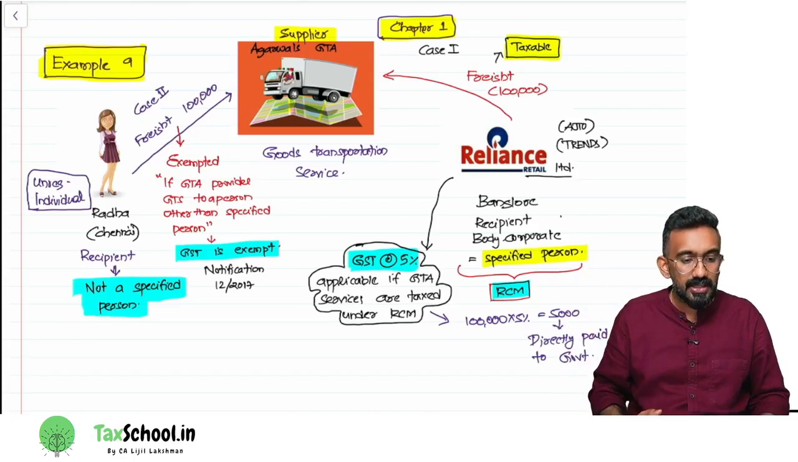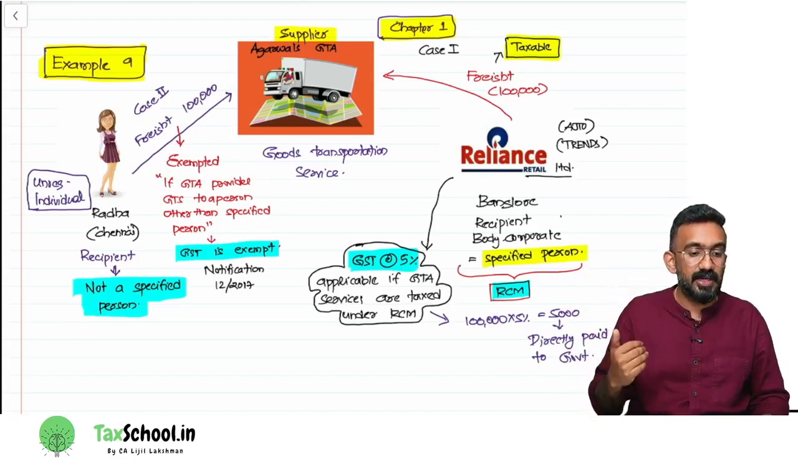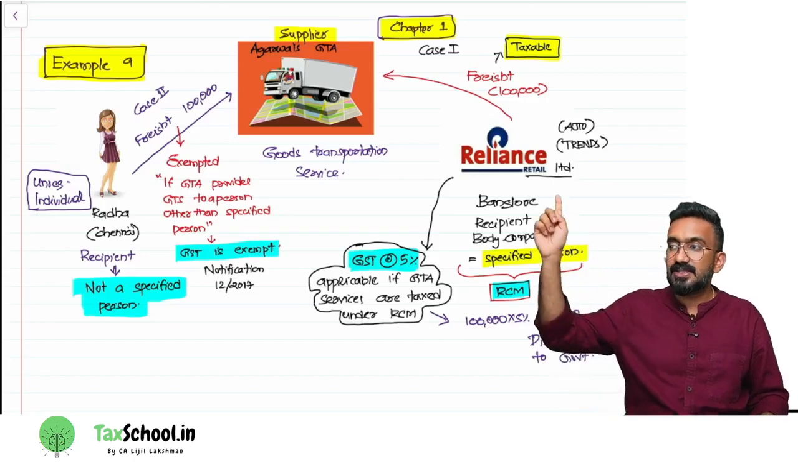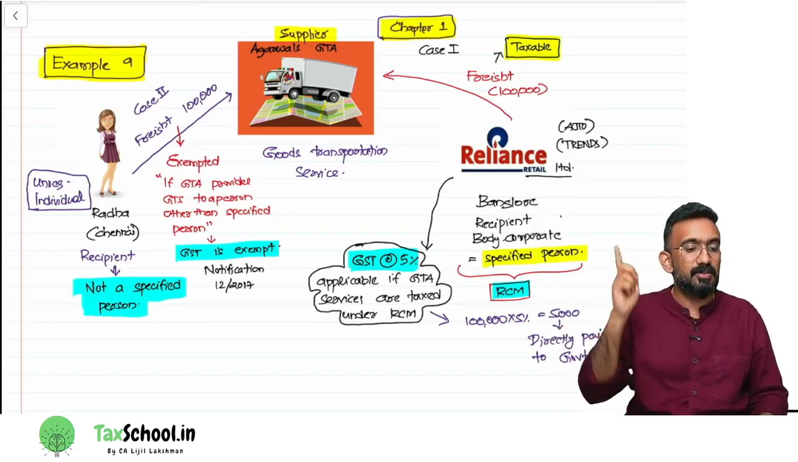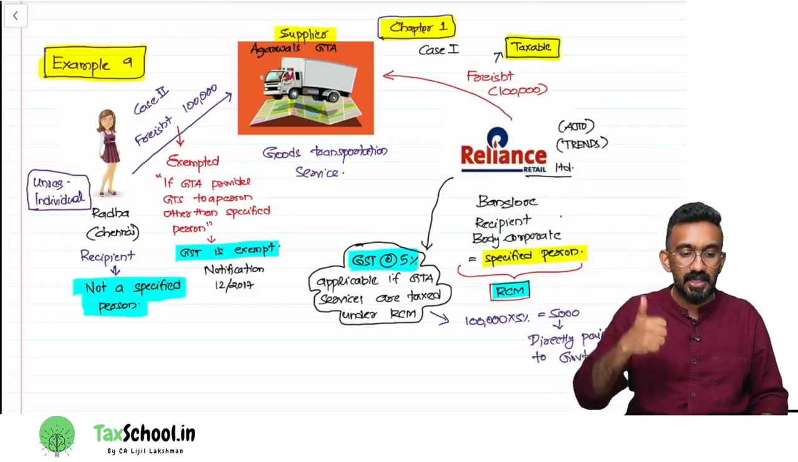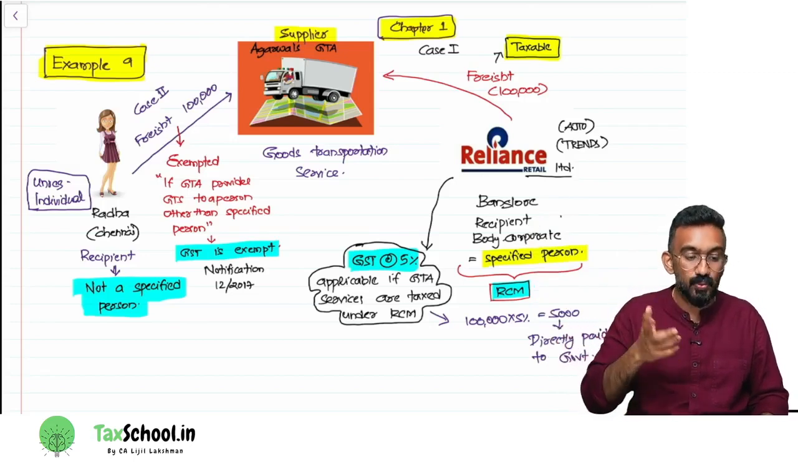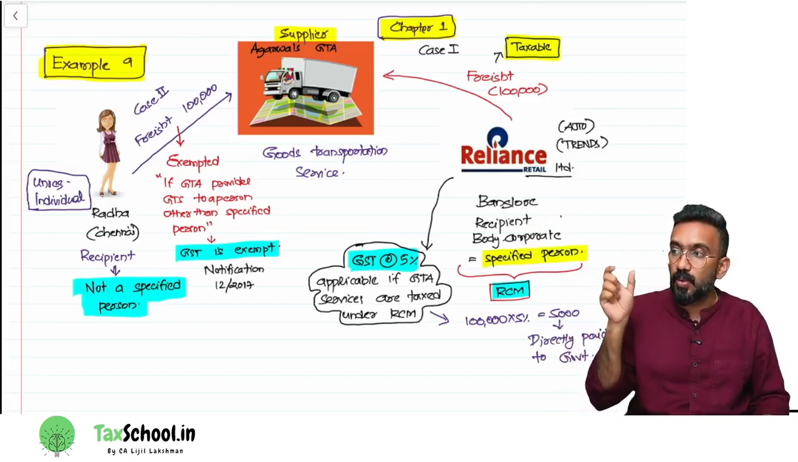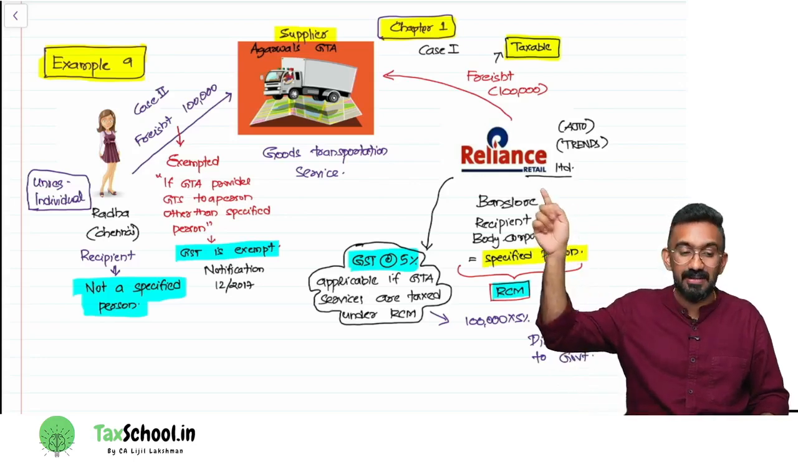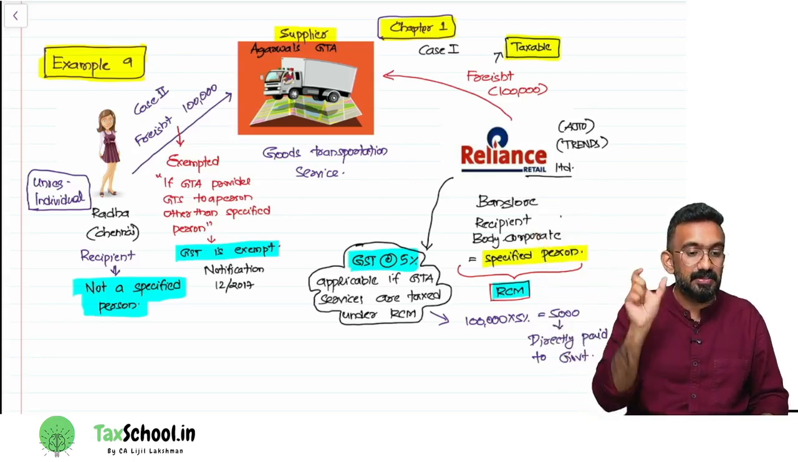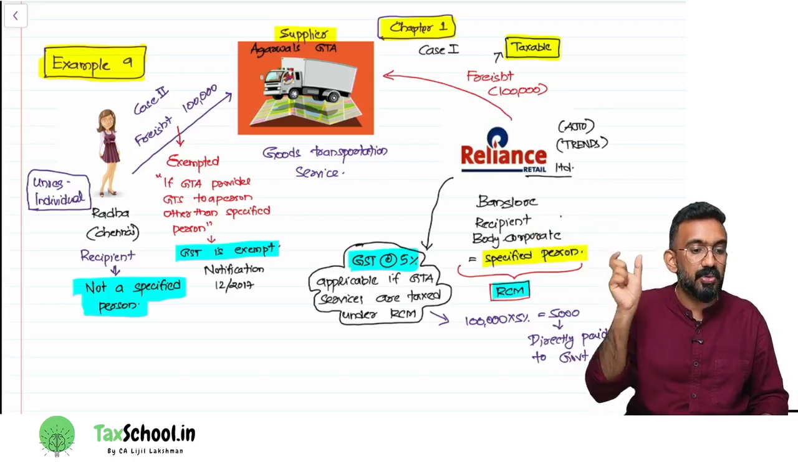When will it be under RCM? When the recipient is a specified person. What is the code word for specified person? BPL SCARF. Can I consider Reliance Retail Limited under BPL SCARF? Yes or no? Yes. Why? B stands for body corporate. Reliance Retail Limited is a limited company, which is a public company, which is a body corporate.